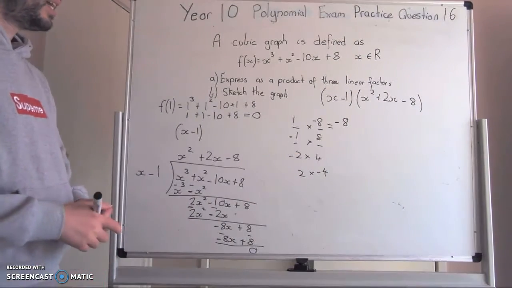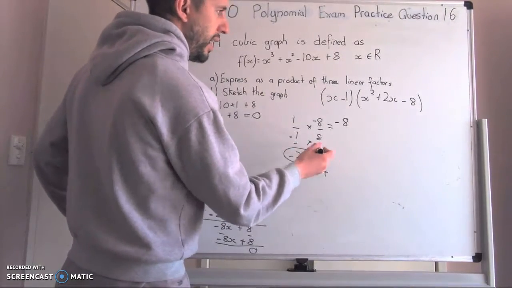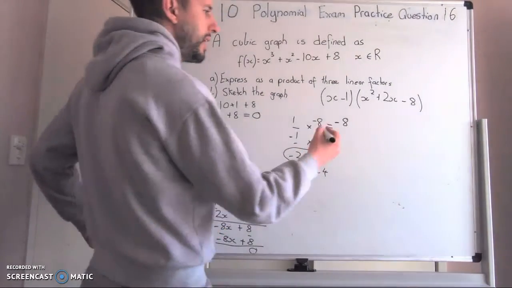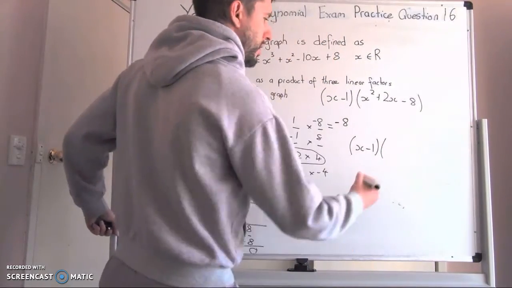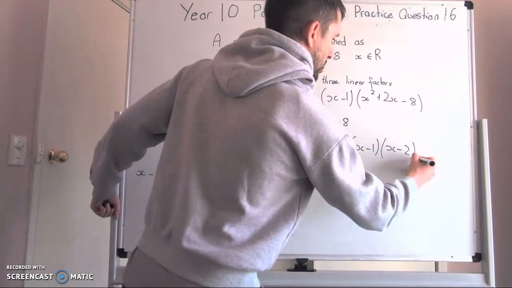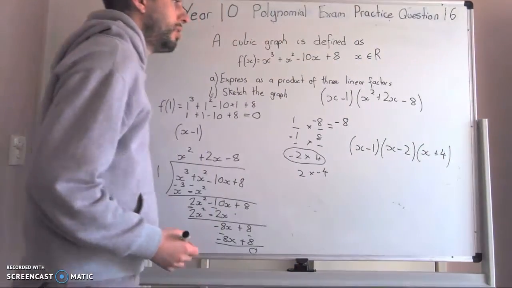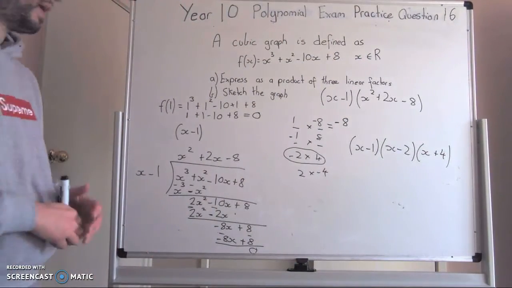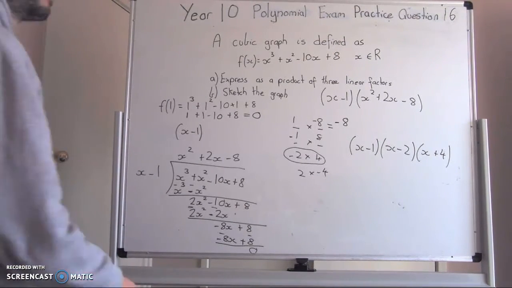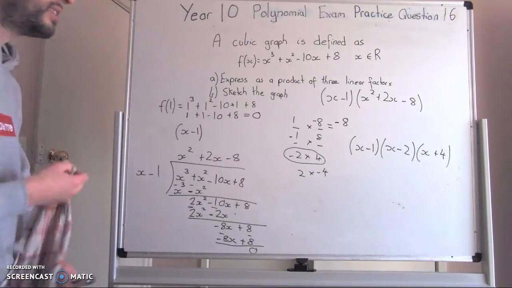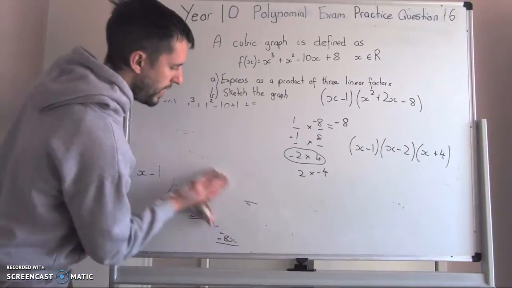In this case here, I have 4 and negative 2. So that helps me get it in factorized form, because I'm now going to have x minus 2 and x plus 4. So I've just got it into my 3 linear factors, and they are products. The next step, I'm just going to rub this out now, so I've got space.